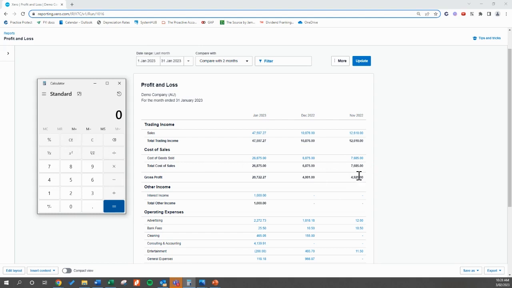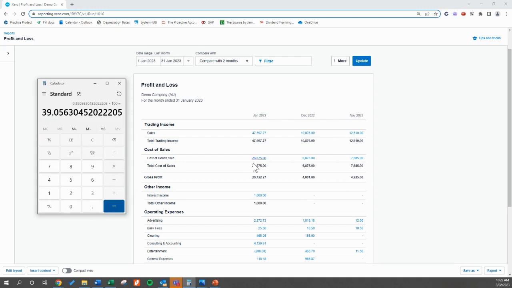So we're taking, like I said before, our gross profit, 4925, and dividing that by our revenue, 12,610. And that's 39%, or you can times that by 100 and it'll give you 39.05%. So that's currently what our gross profit margin percentage is for November.